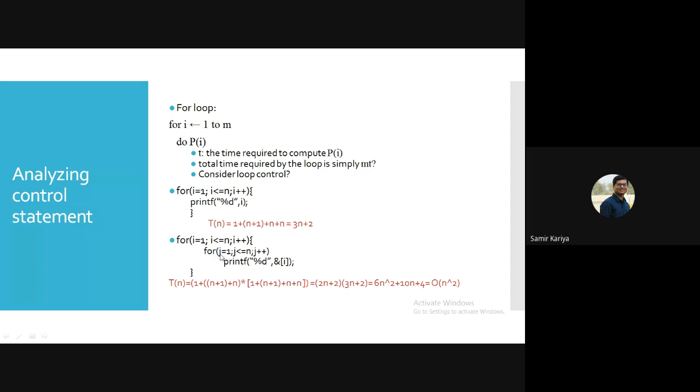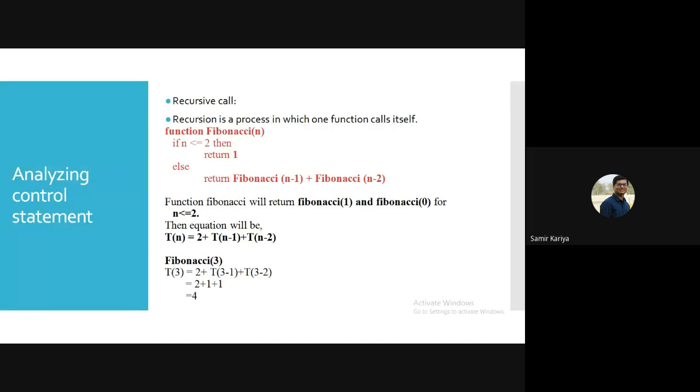j is equal to 1. It's already multiplied, so I am just writing 1 here. j less than or equal to n, so that's n plus 1. j plus plus, and the printf statement, which is also n. Just solve this equation and you will get the answer: 6n square plus 10n plus 4. Our final answer is n square, because of the two nested for loops. So these are the basic simple examples. Similarly, recursive: what is the meaning of a recursive call?